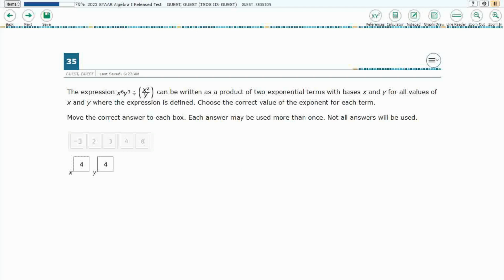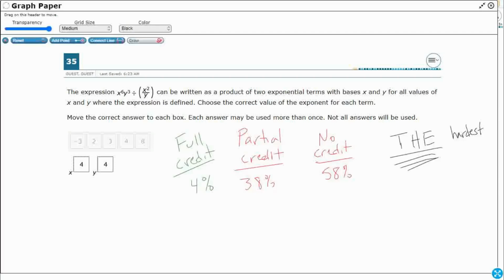Let's see how we did across the state of Texas. So we finally found it. This is the hardest question on the entire test. Look, only 4%. I'm not missing a digit there. Only 4%, 4 out of every 100 Texas children got full credit, both points on this. What's scarier is not that we had 38% with partial credit getting 1 point. We had 58% of the students that got 0 credit. Like, we couldn't even figure out one of these two.